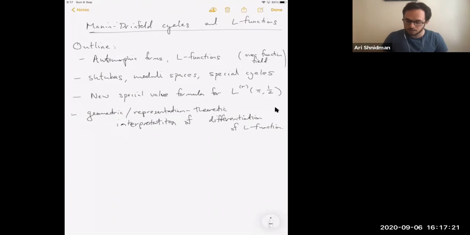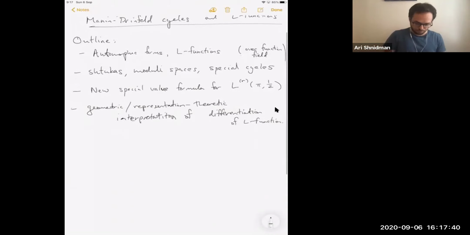The formula is nice and it leads to some interesting questions, but I think the proof also sheds some light on the geometric analog of what it means to differentiate the L functions. I'll give some kind of representation theoretic interpretation and geometric interpretation.